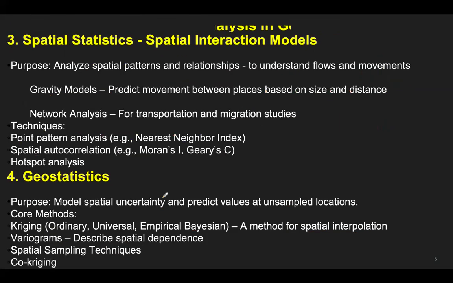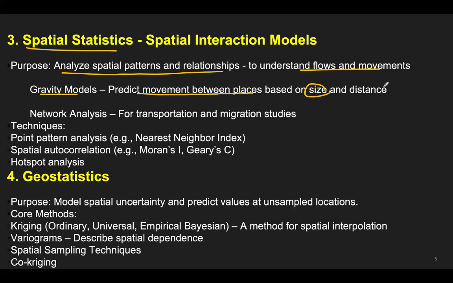Coming over to the third is spatial statistics. These are used to analyze spatial patterns and relationships to understand flows and movements. For example, the gravity model predicts movement between places based on size and distance. For example, the poles of the earth and how far they are from each other. With the passage of time, it keeps on changing by a few inches or centimeters. So it predicts the movement between those places.